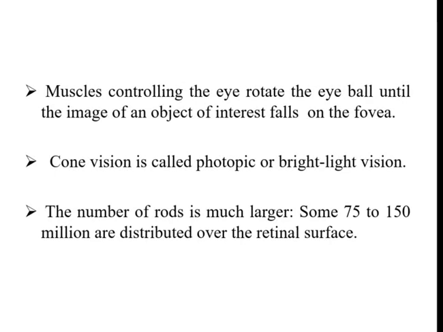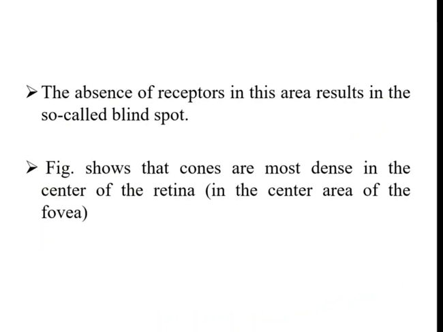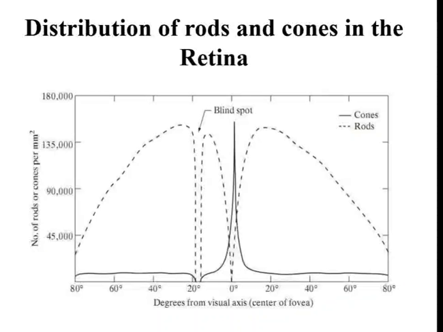The absence of receptors in this area results in the so-called blind spot. The figure shows the distribution of rods and cones in the retina, which we have seen earlier.